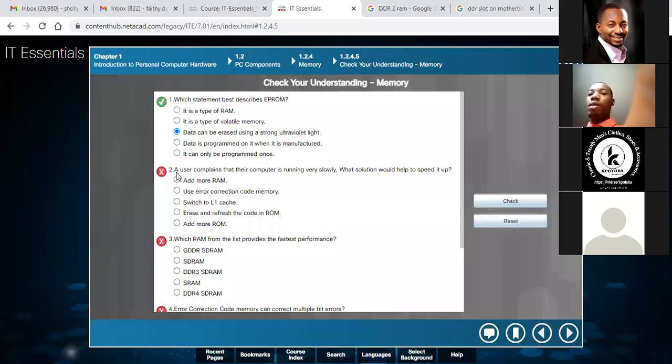Group B. A user complains that their computer is running very slow. What solution would help to speed it up? Add more RAM, use error correction code memory, switch to L1 cache, or erase and refresh the code in ROM.